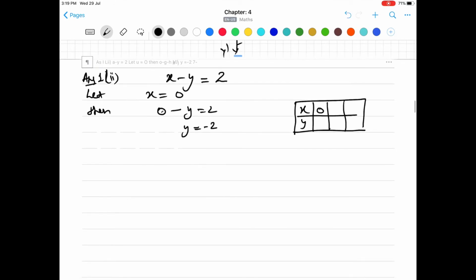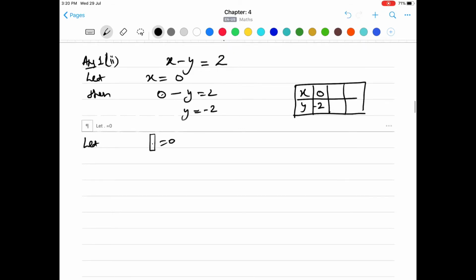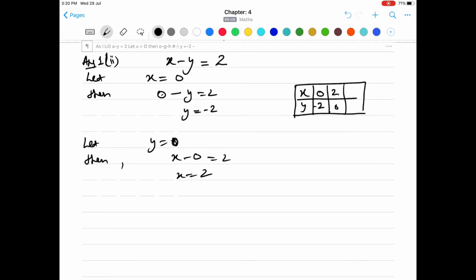So on taking x as 0 we got y as minus 2. Now let's take y equal to 0 first. We have y equal to 0. Then our equation will become, at the place of y we'll write 0, x equals to 2, or x will be equals to 2. So on taking y as 0 we are getting x equals to 2.